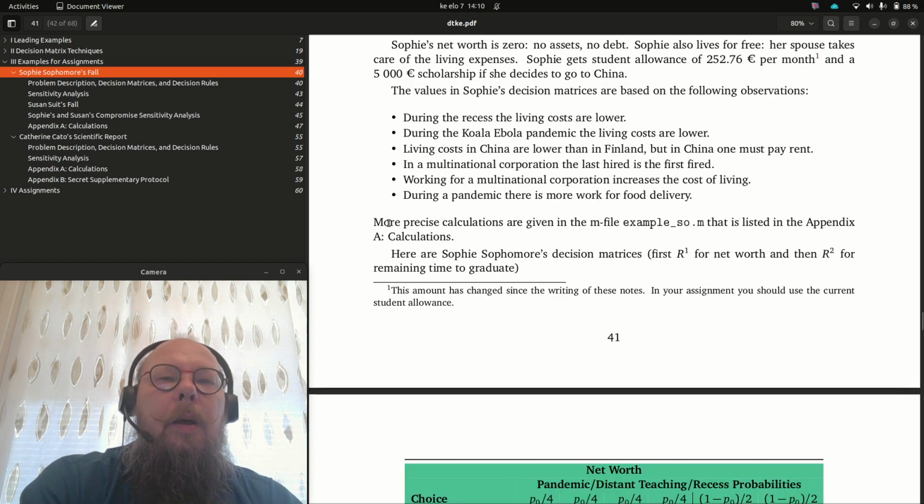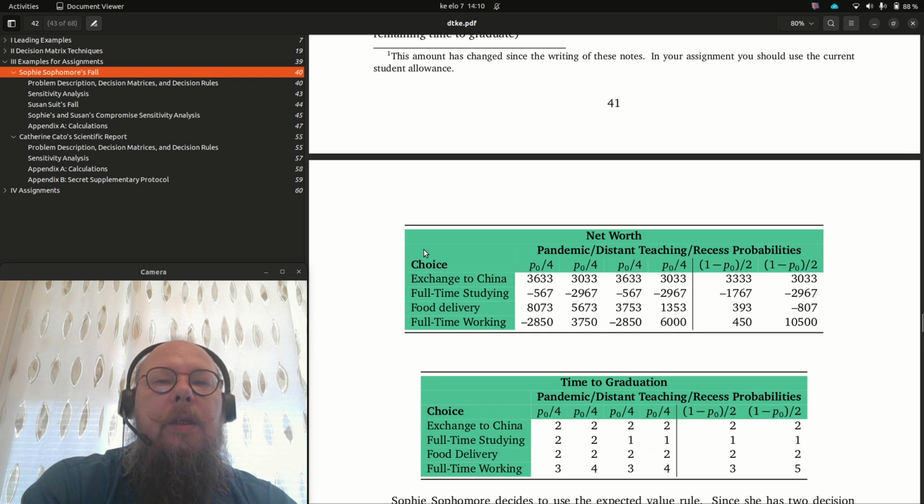And the more precise calculations of these matrices we will look at in later videos, and they are also listed in the Appendix A calculations. So now at this point, let's just look at the matrices as they are. So this is the matrix R0 net worth. Here are the scenarios. So these first four are pandemic and these are non-pandemic. So pandemic, distances, and recess probabilities.